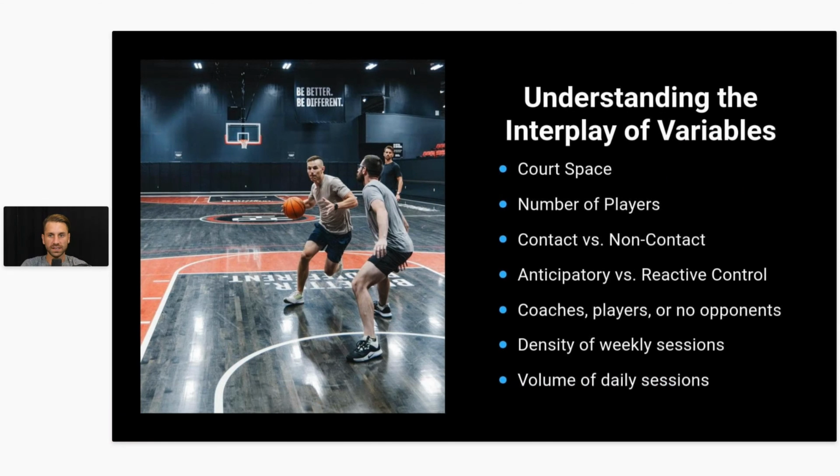So let's talk about these key variables that we mentioned earlier. Each one of these variables that you see, we're going to break them down. You can manipulate one of them, you can manipulate two of them, or you can manipulate multiple. My recommendation is always start with one, because then that gives you the scientific method.